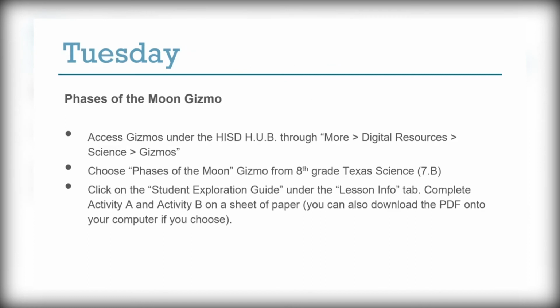On Tuesday, you will complete the phases of the moon gizmo. In order to access the gizmo, you need to go into the Houston Independent School District Hub. Then you will click on More. Then you will click on Digital Resources, click Science, and then you'll see Gizmos. Choose the phases of the moon gizmo from 8th grade Texas Science. Once you select that, click on the Student Exploration Guide under the Lesson Info tab. Complete Activity A and Activity B on a sheet of paper.